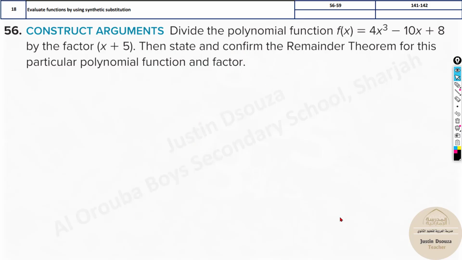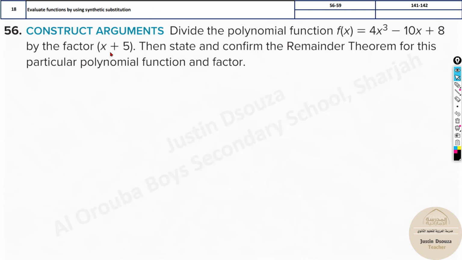Here they have asked to construct arguments. Divide the polynomial function f(x) = x cubed minus 10x plus 8 by the factor x plus 5. State and confirm the remainder theorem for this particular function. We will come to this in a while, but first let's divide this.